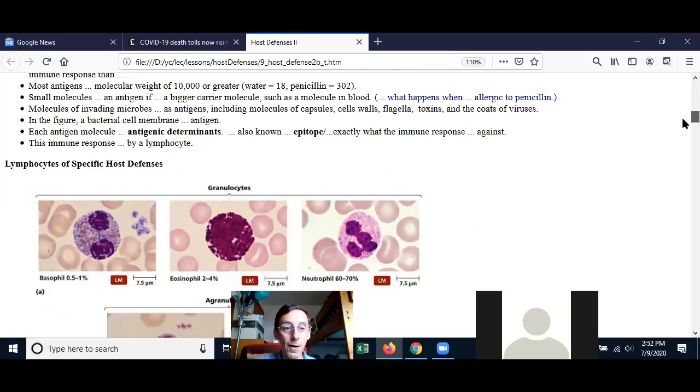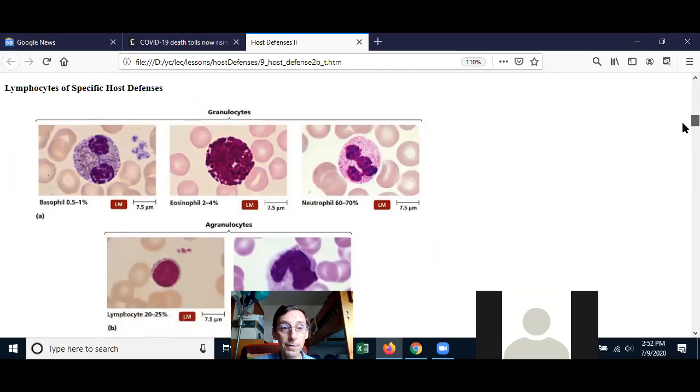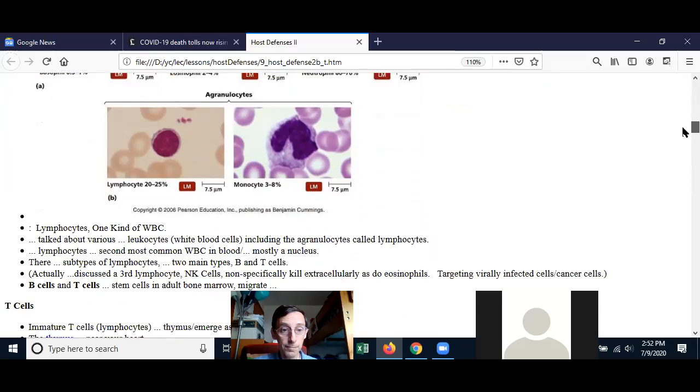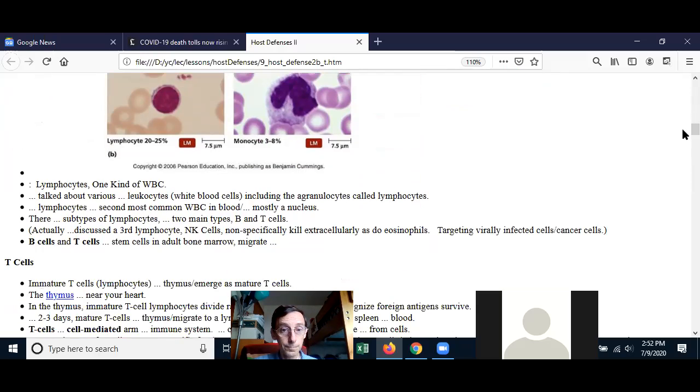Everyone's good? All right, well, let me just remind you that we looked at the lymphocytes. Those are the white blood cells, and the lymphocyte is the second most common white blood cell. When you're looking at it under the microscope, you can't tell, is that a T lymphocyte or a B lymphocyte? But it's the second most common white blood cell. It's mostly a nucleus. It's an agranulocyte, meaning it doesn't have granules in the cytoplasm.